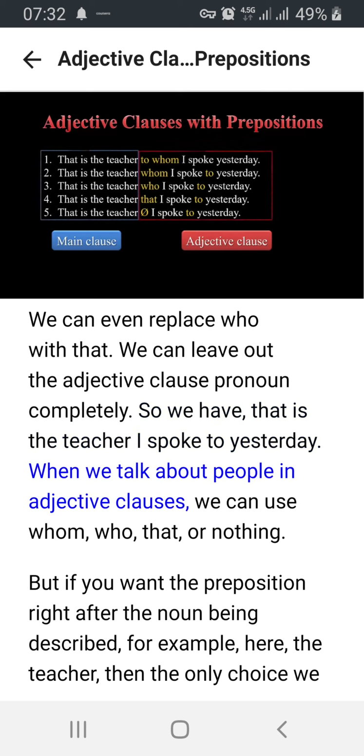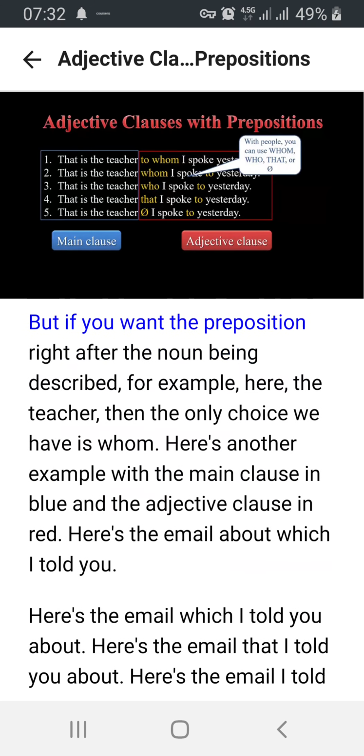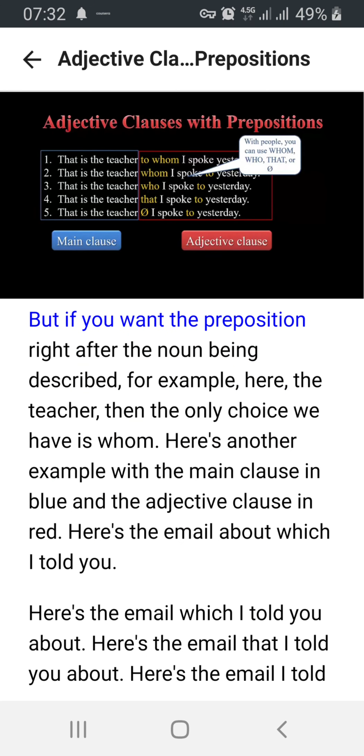When we talk about people in adjective clauses, we can use whom, who, that, or nothing. But if you want the preposition right after the noun being described, for example here, the teacher, then the only choice we have is whom.